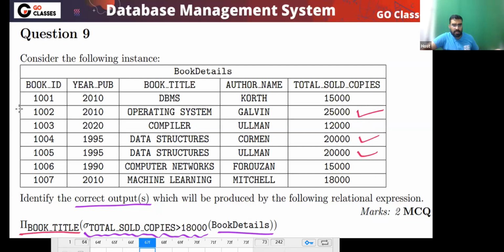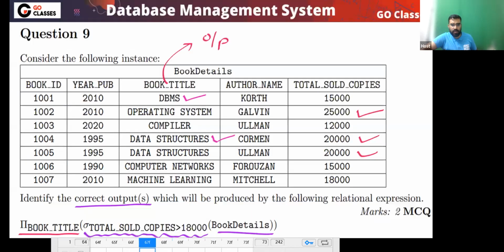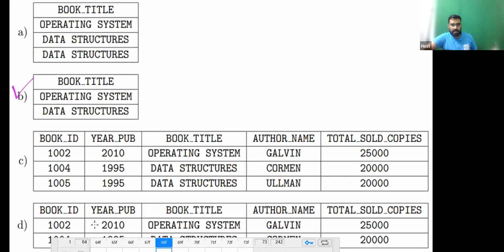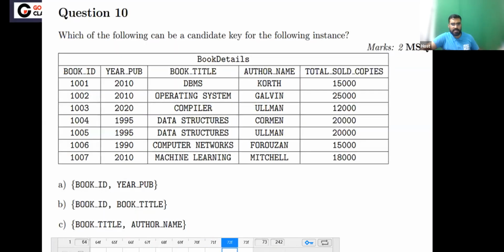Finally, you are doing the attribute selection. So finally, this will be your output. In the output, you will get DBMS and data structure. DBMS comma data structure. Repetition is not there. So your answer will be option B. Only one attribute will be there. Again, very simple question. Okay, let's move on.